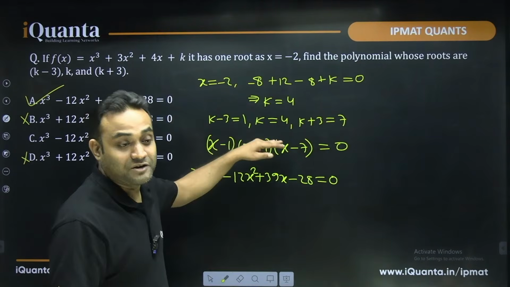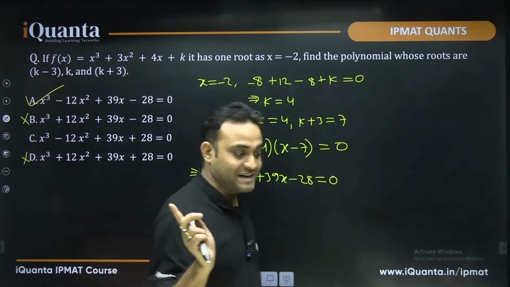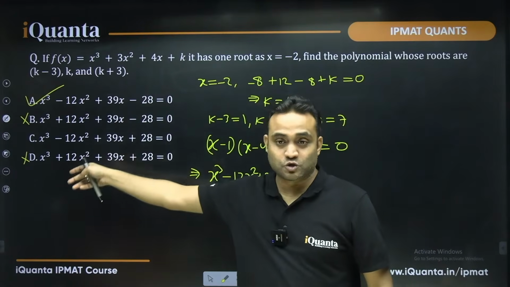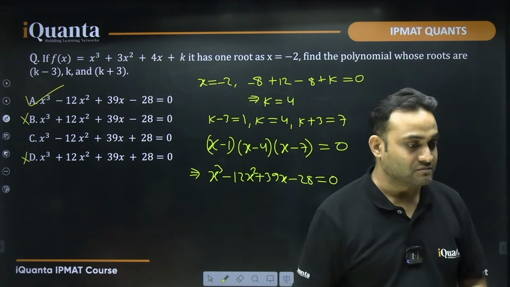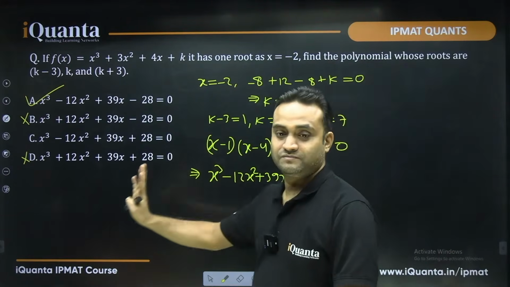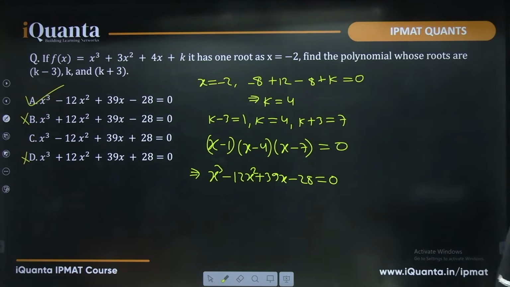You don't even need to solve it. You can eliminate the options. Did you see that, what I did there? I found the sum of the roots, then I discarded two of the options, then I found the product of the roots, and then again I discarded two options. One option, and we get the correct one. So option A is correct.